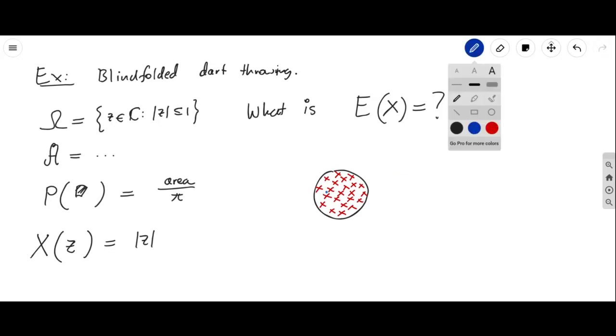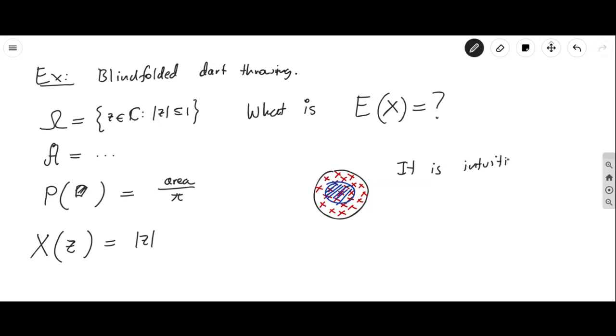And one thing you should realize is that if you were to draw an inner circle, it takes up less area than the outer circle. And so it makes sense, it is intuitively clear, that the expectation, whatever it is, has to be greater than 1/2. Because x is measuring the distance to the center. Well, if you go halfway up, that takes up less area. So it therefore makes sense more of the shots should be outside that circle. So on average, it should be greater than 1/2.